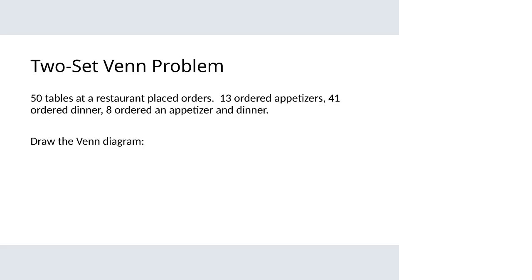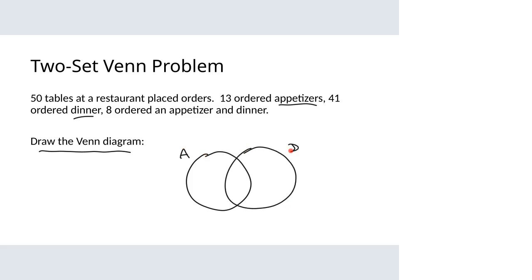Let's do some more. 50 tables at a restaurant placed orders. 13 ordered appetizers, 41 ordered dinner, and 8 ordered an appetizer and dinner. We're going to want to answer some questions about this, but before we do that, we want to draw our Venn diagram. We're going to use a Venn diagram to answer these questions. So the first thing we want to do is draw our diagram. I'm going to help you with this one, and then I'll turn you loose later to draw them on your own. So here, basically, I need 2 circles because we have appetizers and dinner. So I'll need an appetizer circle and a dinner circle.